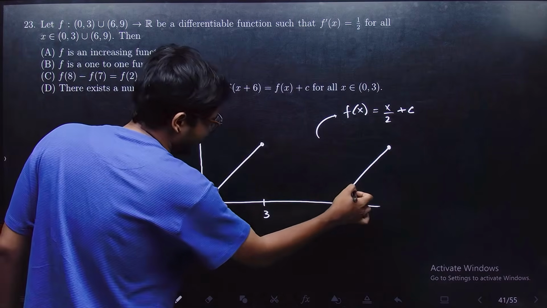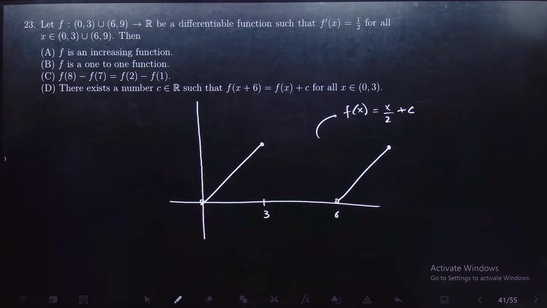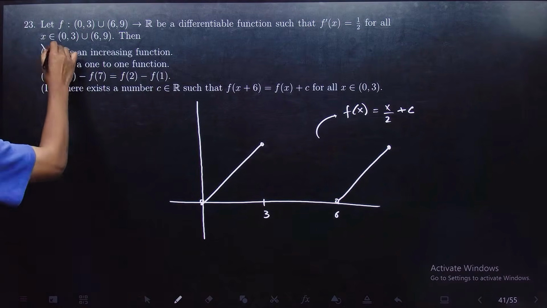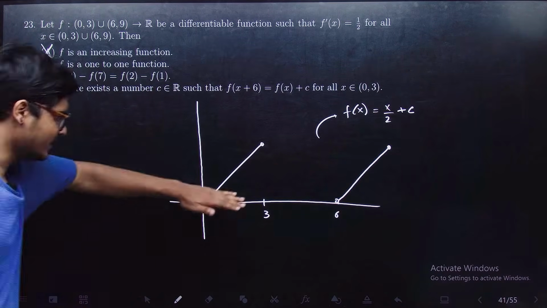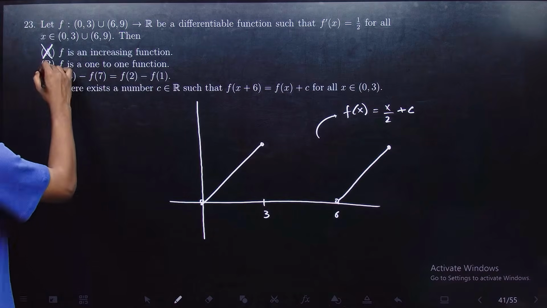Because after this point, if I look at something near 6, it's decreasing, right? The value decreases from here till here. So it can't be an increasing function. It's a 1-1 function, again, incorrect, right? There are lots of points where it's not 1-1, right?